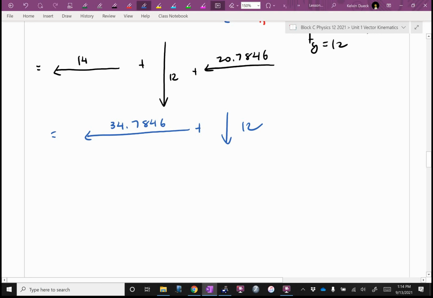How many vectors do I have now? 2. Are they at nice right angles to each other? Oh, now we're in business. Okay, how will I draw them?